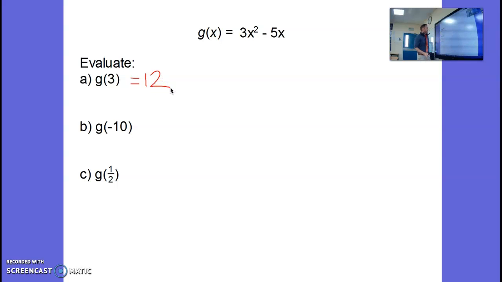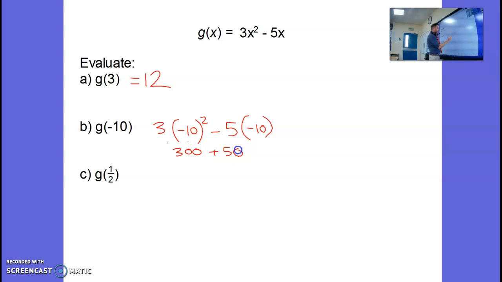The second one, let's input the value negative 10 now. So 3 brackets negative 10 squared minus 5 brackets negative 10. Negative 10 squared is 100, positive 100. 3 times 100, that's 300. Then we've got minus 5 times minus 10, that's positive 50. And so g of negative 10 equals 350. And the last one, we can substitute any values.